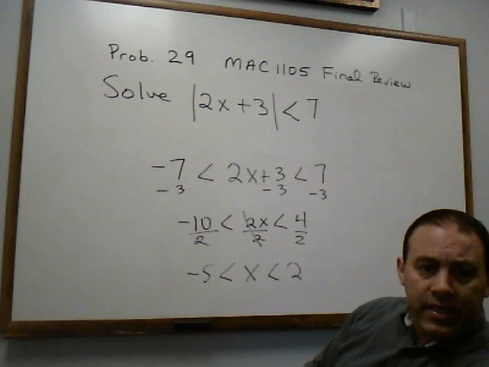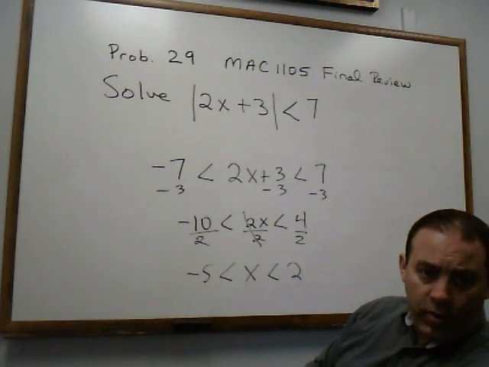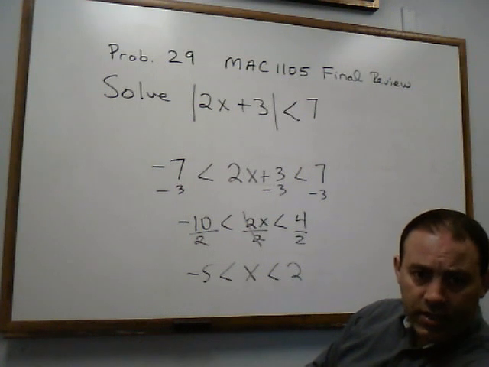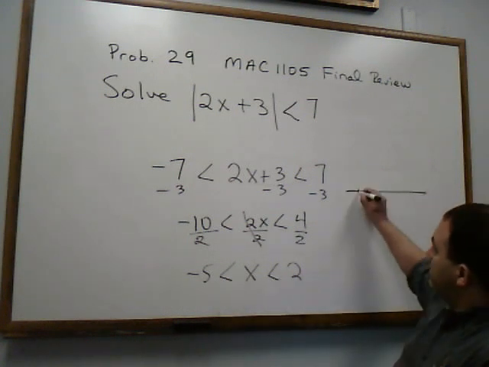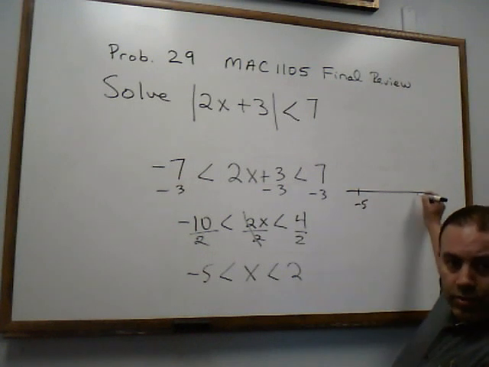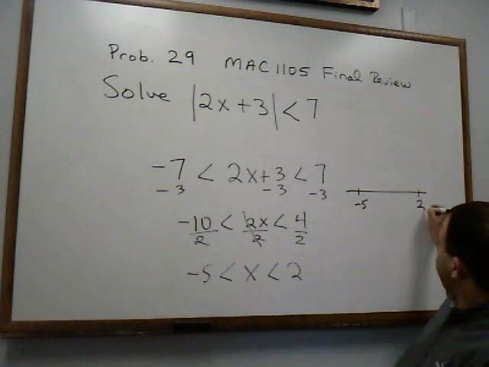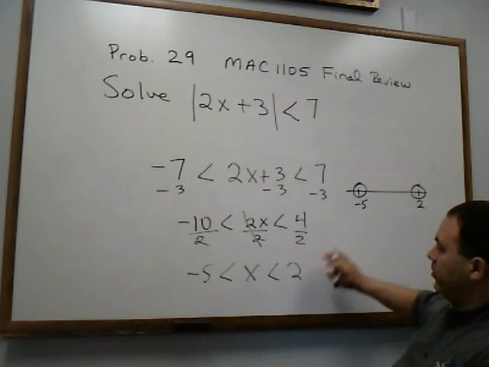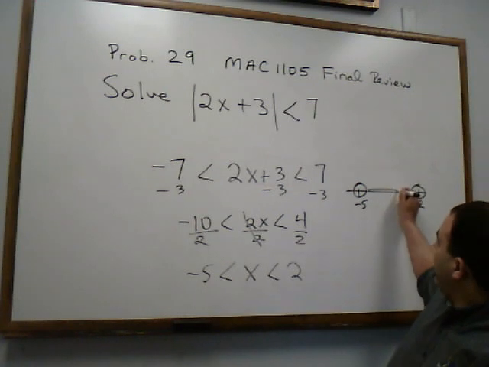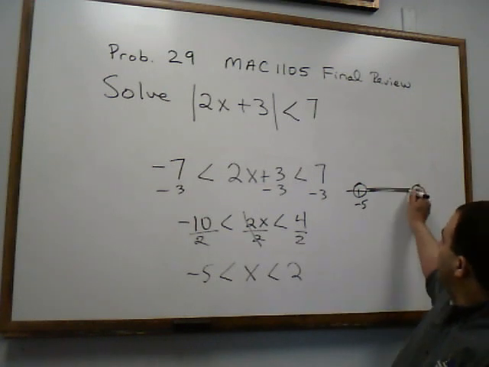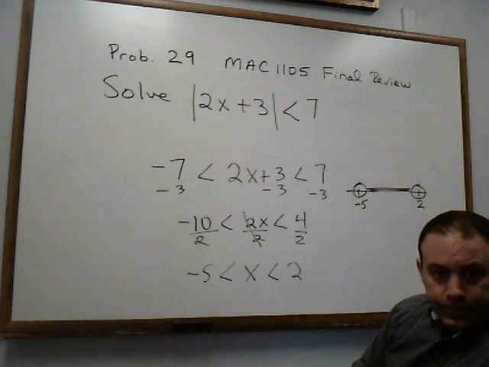We need to be able to read and write that answer properly, but we also have to realize that it's going to be in interval notation at the end of the problem. So we have to be able to read this well enough to know what it means, but we're still going to draw a number line and look at the region where x is simultaneously greater than negative 5 and less than 2.